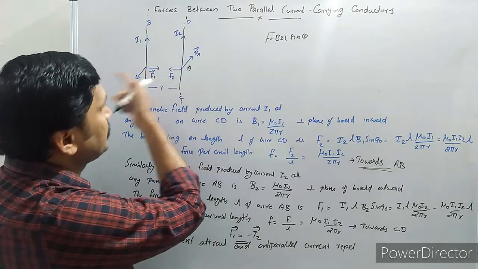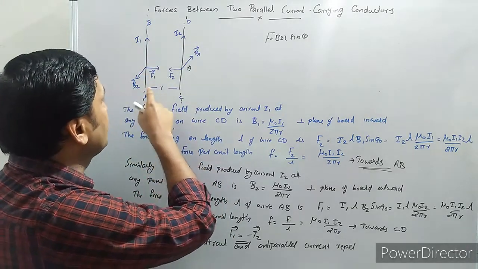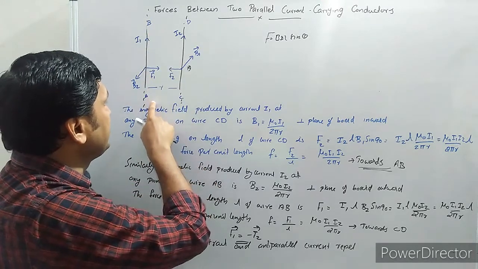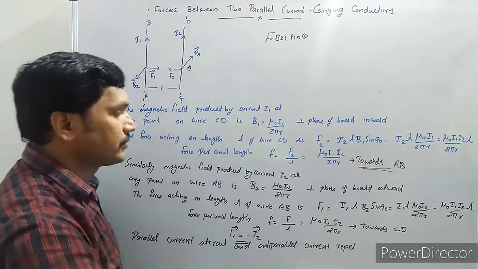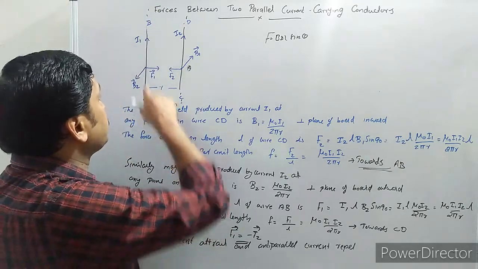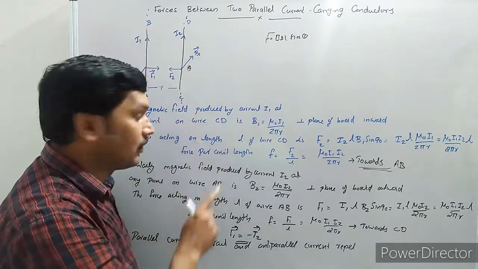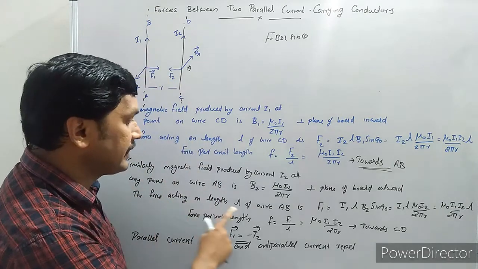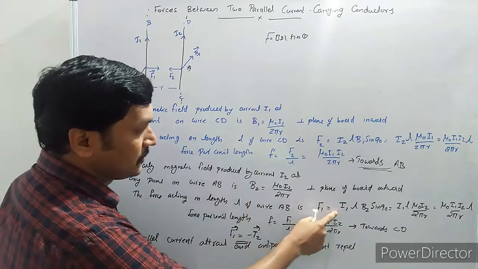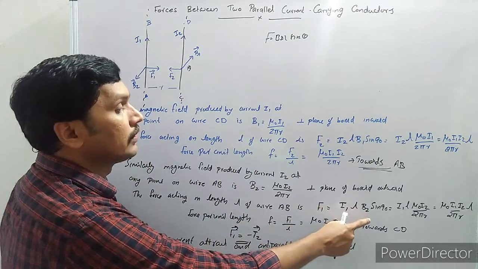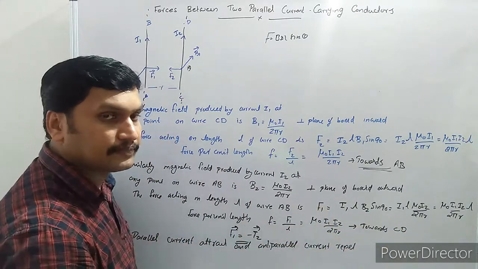So that's the direction of B2 shown here. Now we can say the conductor AB is in a uniform magnetic field B2, perpendicular magnetic field B2. So the force acting on the length L of the wire AB can be written as F1 is equal to current I1 into length L into B2 into sine 90.